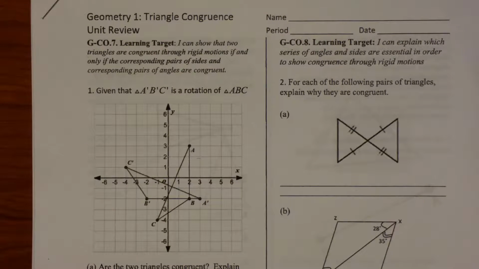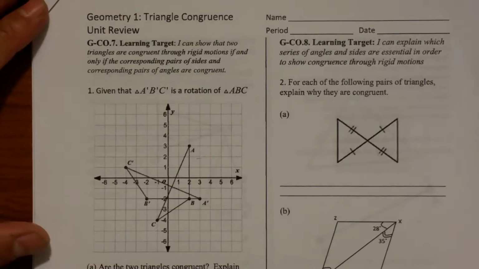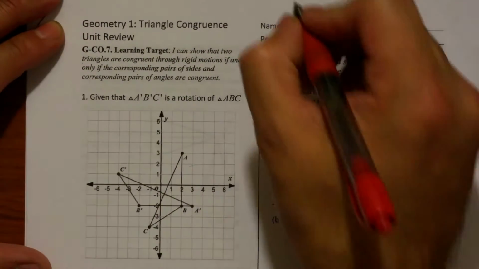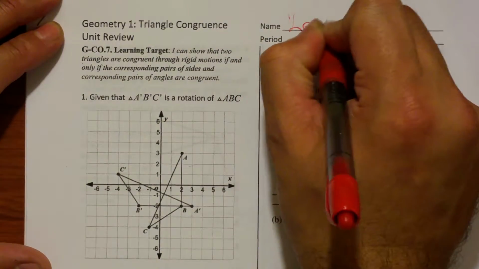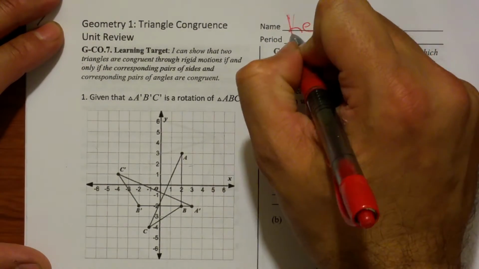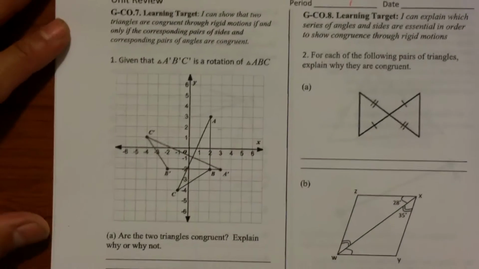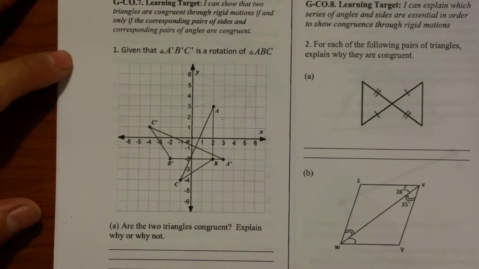Alright, this is the Geometry 1 triangle congruence unit. Here's the review. This is my key. So, we're going to go through item by item on this.